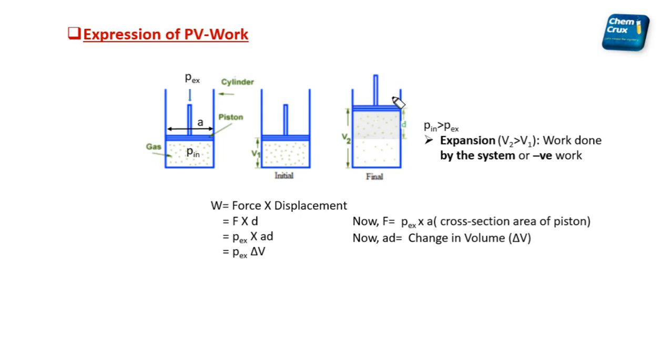So this is the A, cross section area of the piston, and this is the distance moved by the piston, that is D. So AD is actually the change in volume from V1 to V2, that is delta V, right? So we can write delta V in place of AD. So what we have got is that work is equal to external pressure into delta V. I have mentioned the expression from the previous slide.